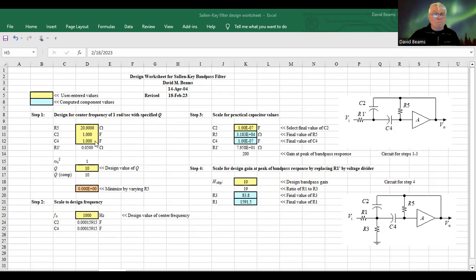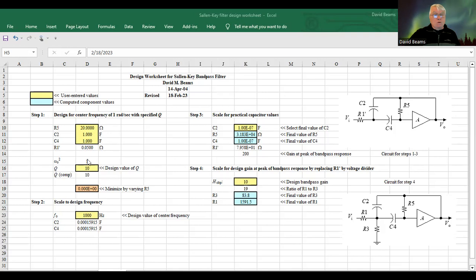Don't change it. And the design methodology here, we enter the specified value of Q, and then we find the resistor values that would give us Q at 1 radian per second with a filter with a center frequency of 1 radian per second. And the squared error between the computed value of Q and the design value is reflected in this cell.